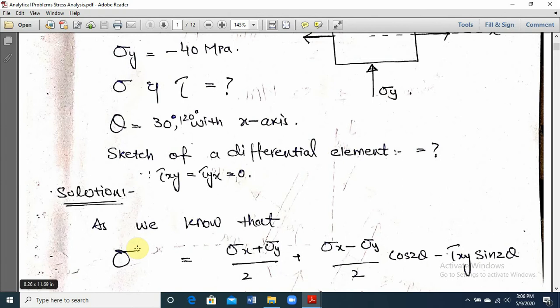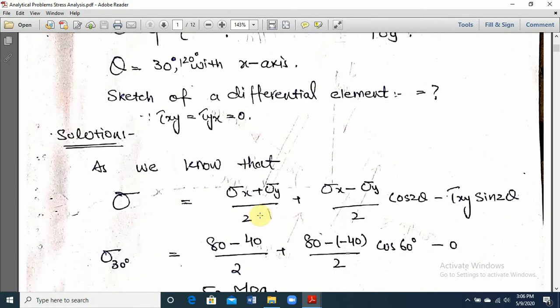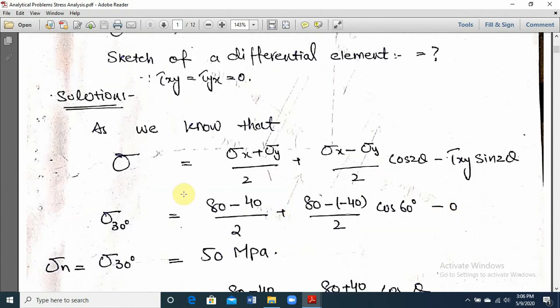Now sigma will be equal to what? Normal stress is equal to sigma x plus sigma y divided by 2 plus sigma x minus sigma y divided by 2 cos 2 theta minus tau xy sin 2 theta. Now we need to determine the normal stress at 30 degree. So putting the angle theta equal to 30 degree in this formula and putting the value of tau xy equal to 0, you will get what?